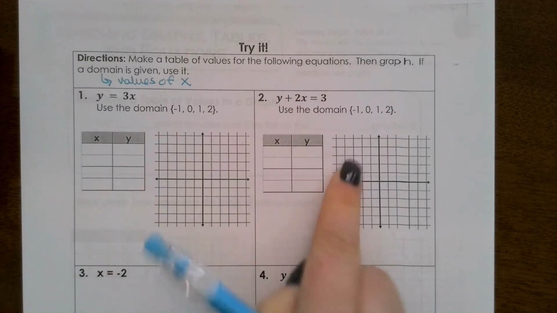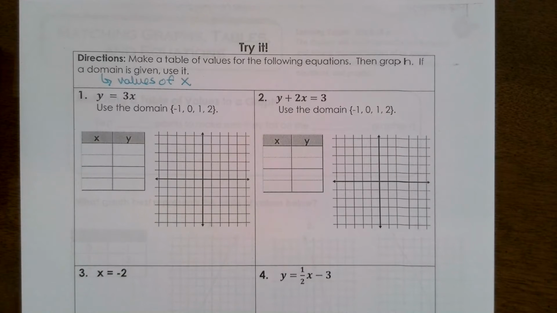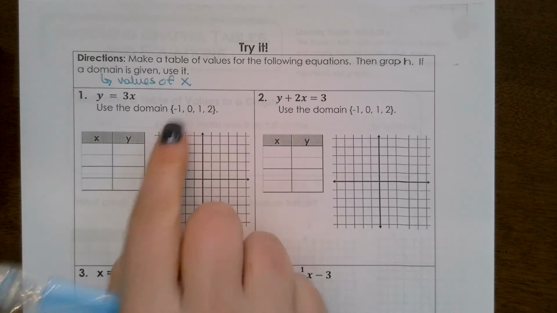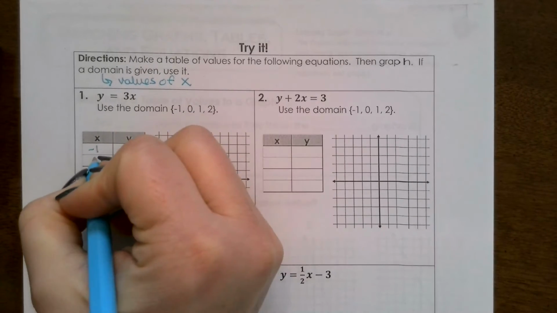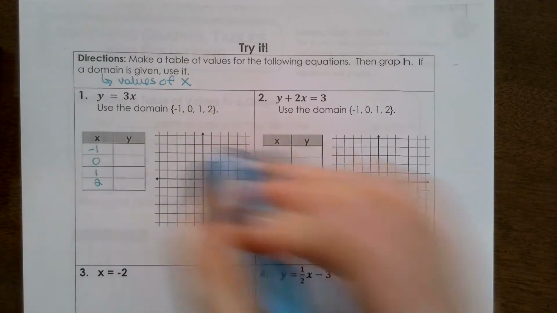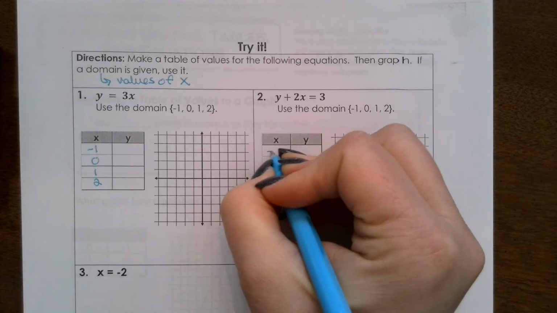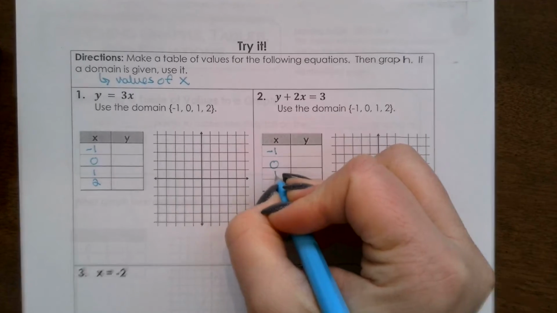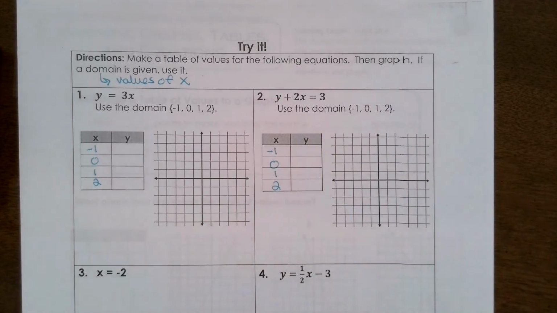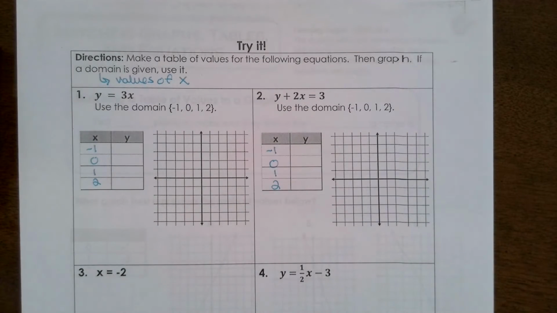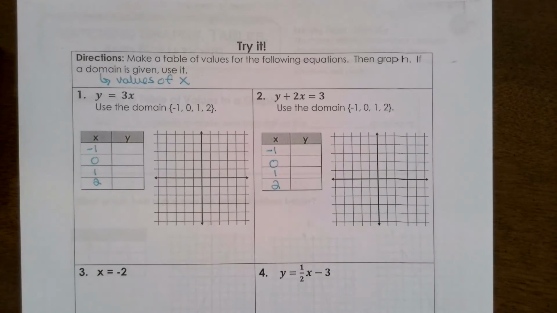In these first two equations, you can see that my domain is given. I must use x equals -1, 0, 1, and 2. In this equation, I must also use x equals -1, 0, 1, and 2. So if you're given the domain, you must use those x values.